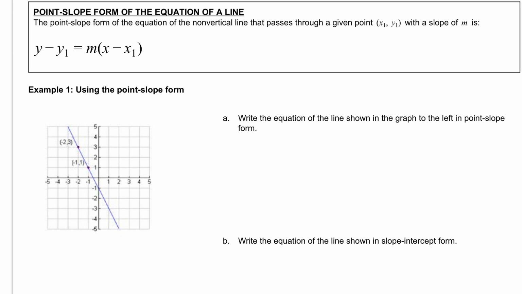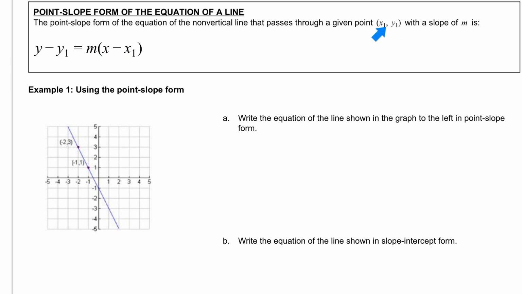In the Day 5 notes, we're going to take a look at point-slope form of an equation of a line. So we've done slope-intercept form, and now we're moving to a new form which we call point-slope form. The point-slope form of the equation of the non-vertical line that passes through the point (x sub 1, y sub 1) with a slope of m is the following. y minus y sub 1 equals m times (x minus x sub 1).